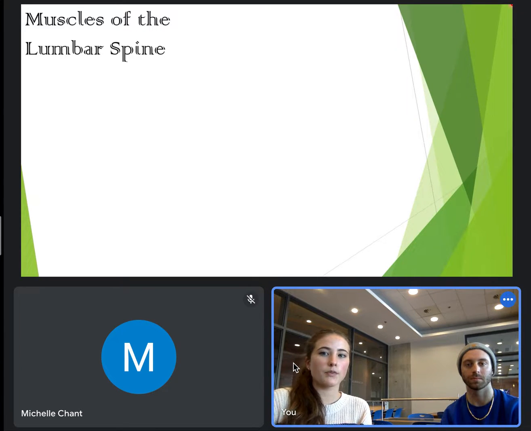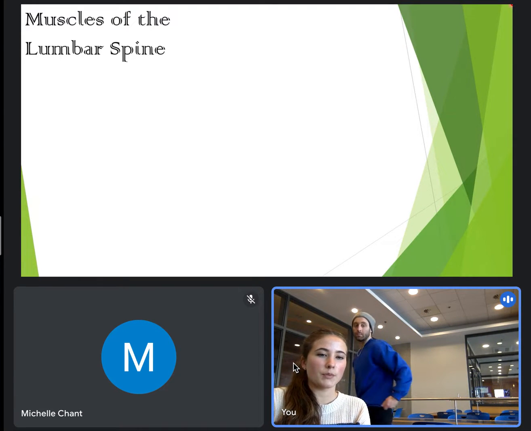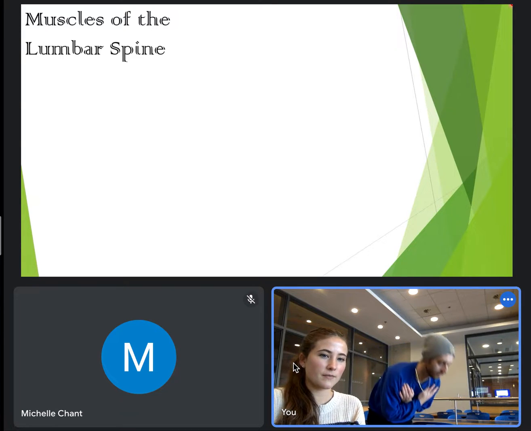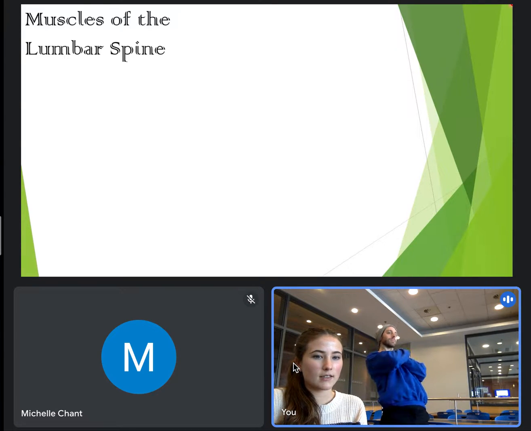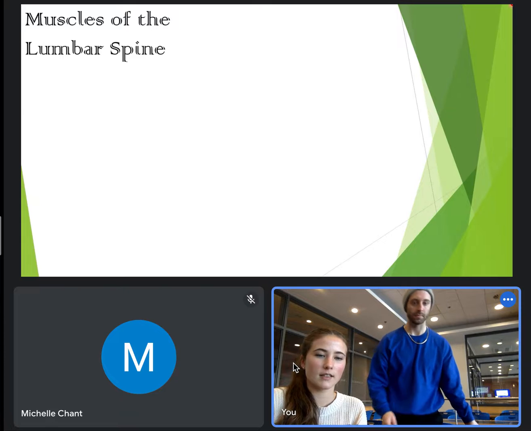These muscles provide support and stability to allow for the normal functions of everyday life, and Jeff is going to give us a demonstration of some of those movements of everyday life in the lumbar spine. So we have flexion, extension, rotation, and lateral flexion of the lumbar spine.